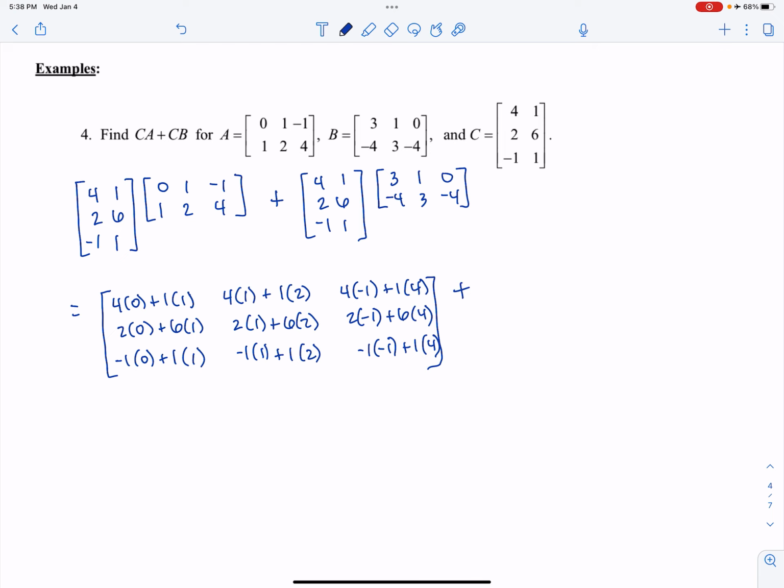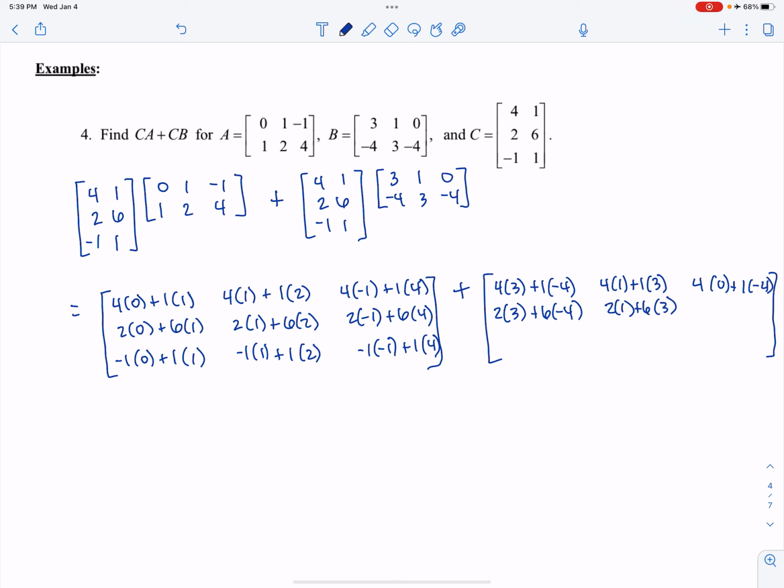And we're adding that to the multiplication of C times B, which is 4 times 3 plus 1 times negative 4, 4 times 1 plus 1 times 3, 4 times 0 plus 1 times negative 4, 2 times 3 plus 6 times negative 4, 2 times 1 plus 6 times 3, 2 times 0 plus 6 times negative 4, and negative 1 times 3 plus 1 times negative 4, negative 1 times 1 plus 1 times 3, negative 1 times 0 plus 1 times negative 4.